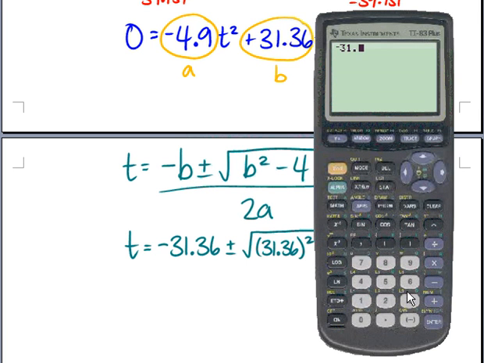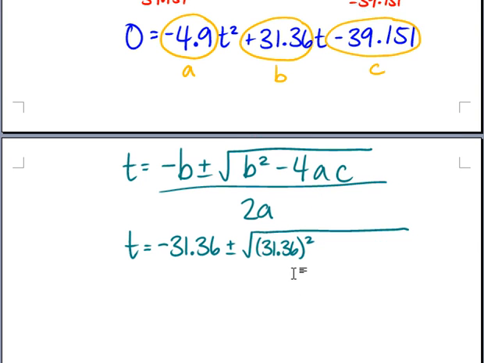Negative 31.36 squared. If I don't use brackets, I'm telling my calculator, take the negative answer of 31.36 squared. If you actually want to square a negative, you have to put it in brackets, then close the bracket there, then square it. Now it's a negative times a negative. That would be the kind of thing we're looking for. So do make sure that you put things in brackets, especially if they're negative.